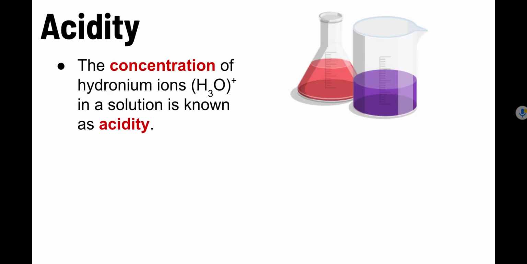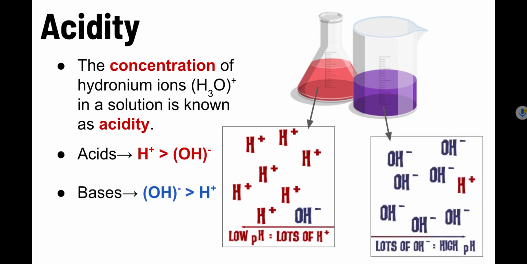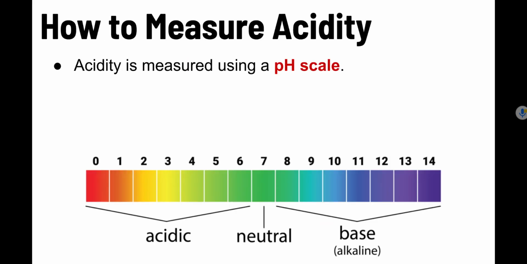Now let's talk about acidity. The concentration of hydronium ions, those are the H3O+ molecules, in a solution is known as acidity. Acids will have a greater concentration of hydrogen ions than hydroxide ions. In the image here, this solution has 7 times as many hydrogen ions as it does hydroxide ions. Bases have a greater concentration of hydroxide ions than hydrogen ions. This solution has 7 times as many hydroxide ions as it does hydrogen ions.